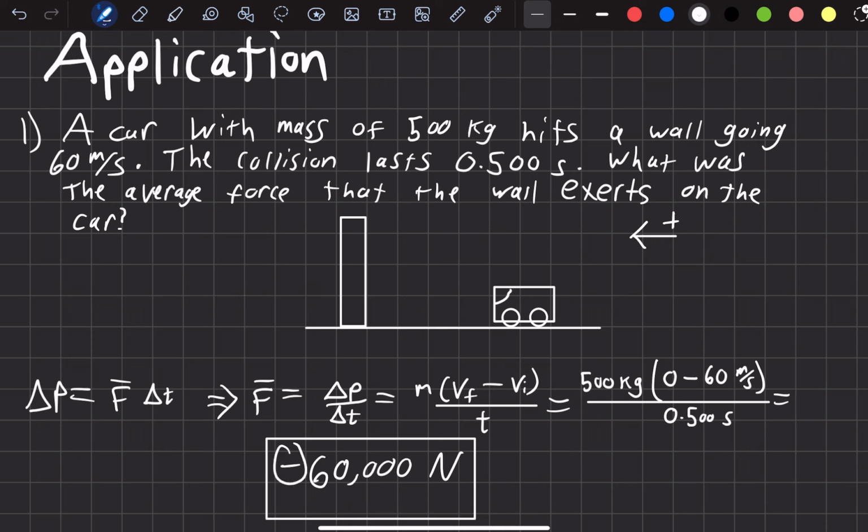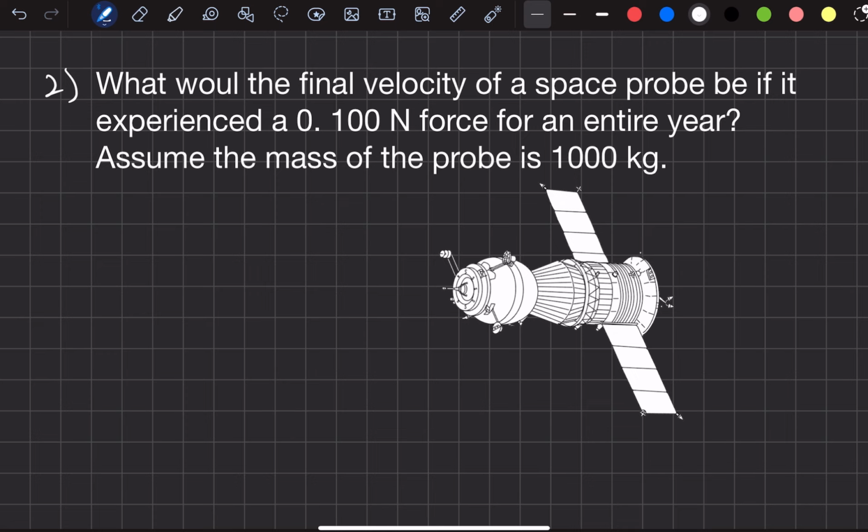What we're going to get in the end is a negative force. A negative force would just mean that this force is acting to the right. And we could have guessed that because the idea is that this wall is going to stop the car. So in order to stop the car, it's got to push to the right because the object is going to the left.